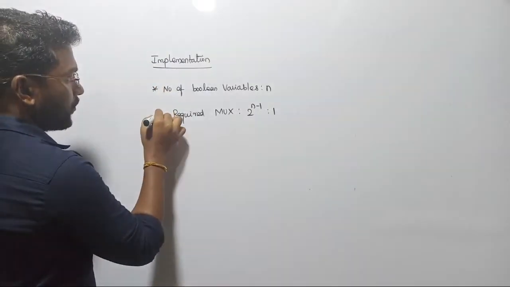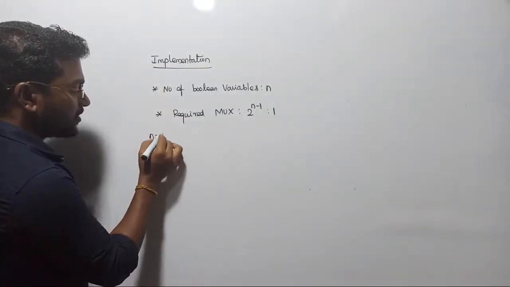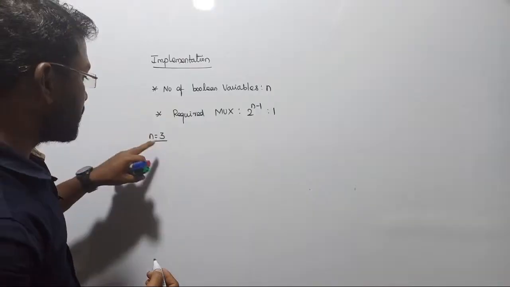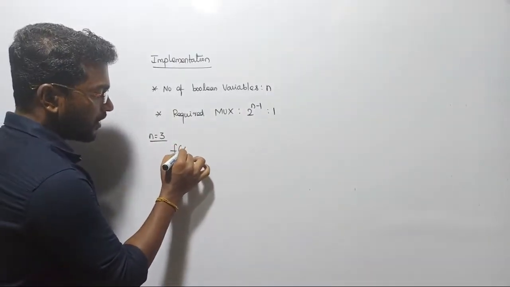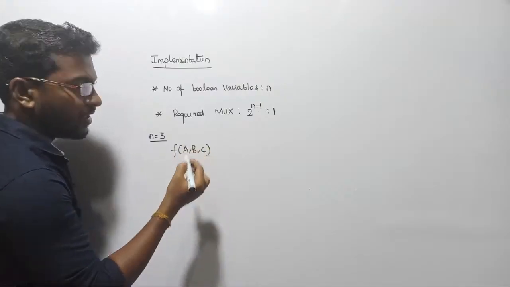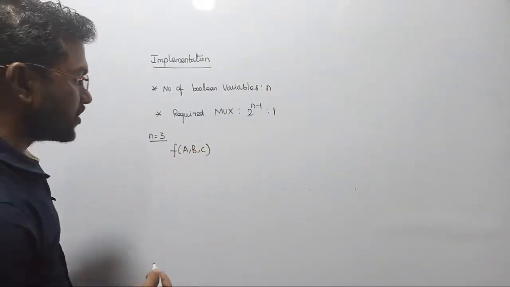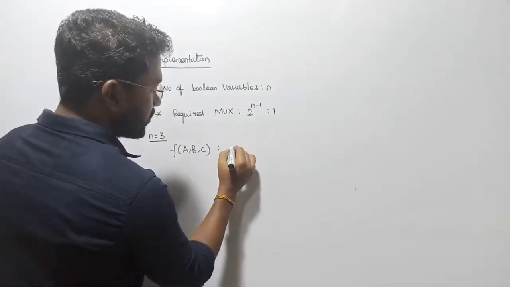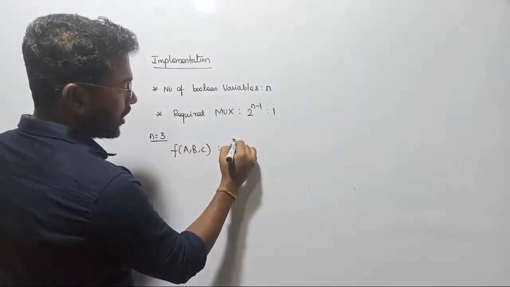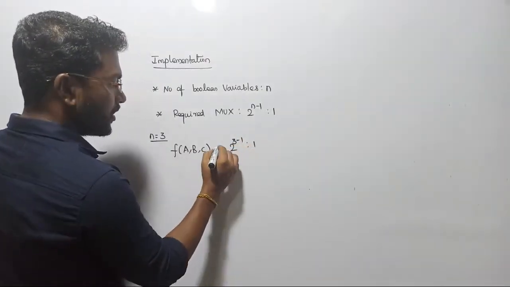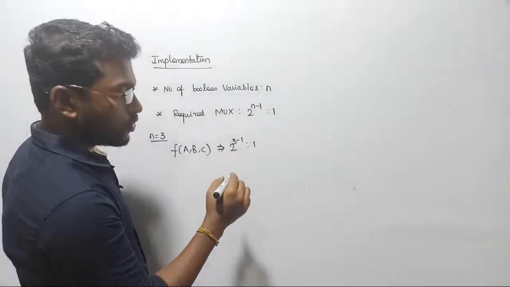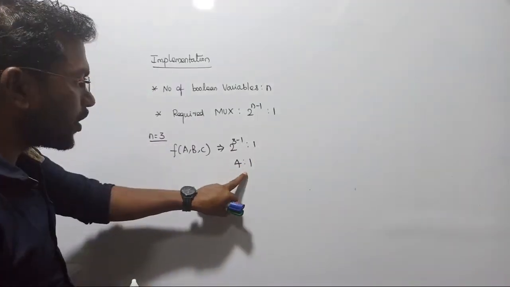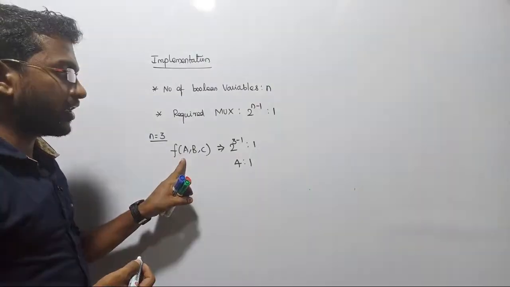Now for an example, if number of bits n equal to 3, then which mux are we going to use in order to realize the Boolean expression? N equal to 3 means the function that we are going to consider is f of a, b, c. In order to realize this 3 variable function, which type of multiplexer is required? Since we are considering 3 bits, it is 2 power 3 minus 1 cross 1. 3 minus 1 is 2, so 2 power 2 is 4, so the required mux is 4 cross 1. That is the mux that we are going to use in order to realize a 3 variable Boolean expression, right?